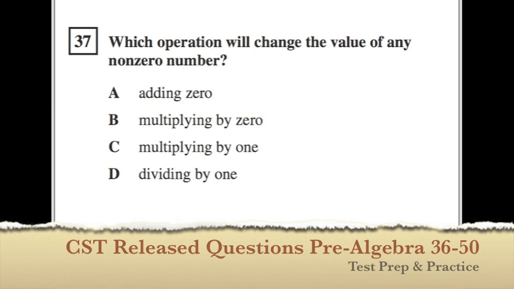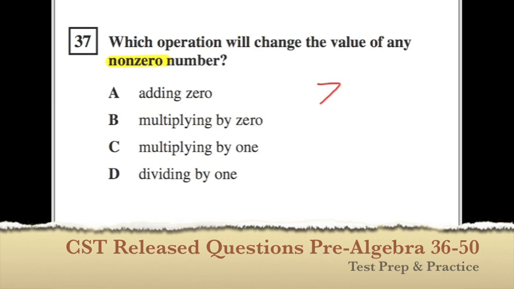37 says, which operation will change the value of any non-zero number? So in case you don't know what a non-zero number is, a non-zero number is just what it sounds like. It's any number that is not zero. So I'm just going to pick a random number. I'm going to pick 7. So 7 is my non-zero number. So it's saying which of these 4 things over here, the answers, will change the value of it.